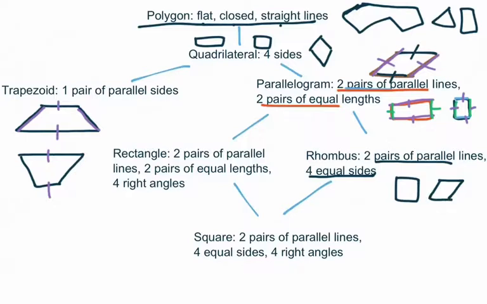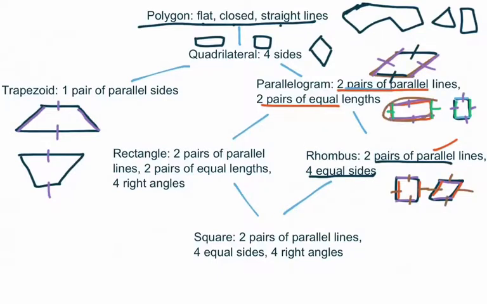Okay, so let's see if this works. Two pairs of parallel lines. There's one pair. There's one pair. There's two pair. There's two pair. Yes, check. Four equal sides. This is the same as this, is the same as this, is the same as this. This is the same as this, is the same as this, is the same as this.